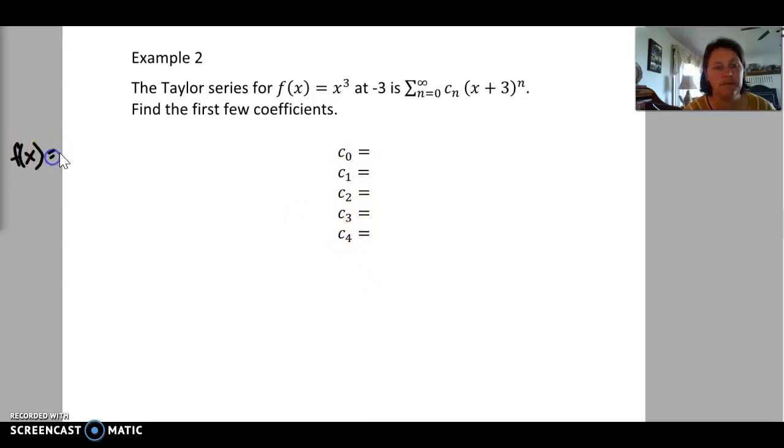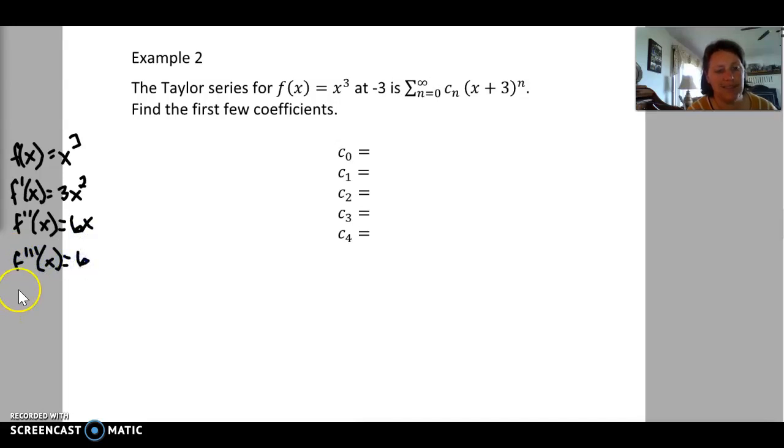So our function is equal to x cubed, then f prime of x is equal to 3x squared, f double prime of x is going to be 6x, and f triple prime of x is equal to 6, and then the 4th derivative is equal to 0. Now let's go ahead and plug in our value. Now this one, we are looking at the Taylor polynomial at -3. So now we're going to go back and we're going to plug in -3.